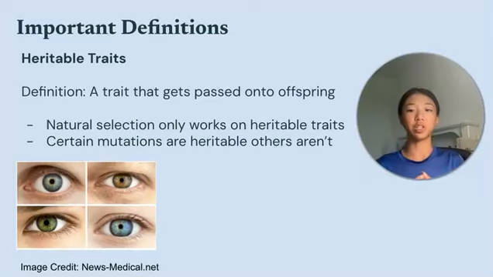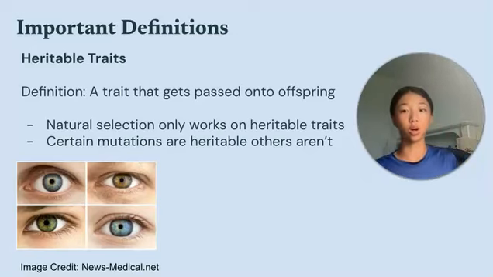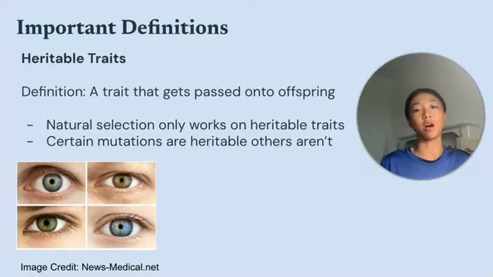Now that you have a good foundation of what natural selection is, we'll be talking about a few important definitions. Not a lot, just a few. The first of which is heritable traits. The basic definition is a trait that gets passed on to offspring. For instance, DDT resistance is a heritable trait because mosquitoes who are DDT resistant have offspring that are also DDT resistant. And natural selection only works on heritable traits, which means that if DDT resistance wasn't heritable, natural selection wouldn't work on mosquitoes and they would probably die off.